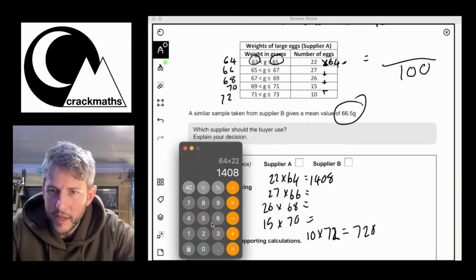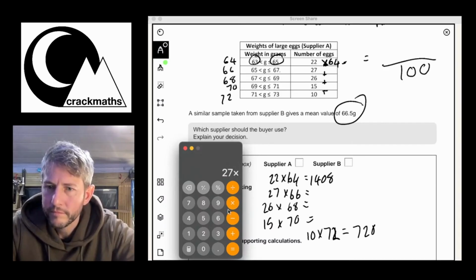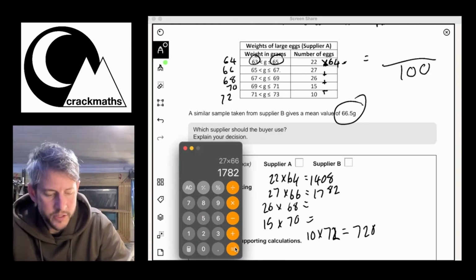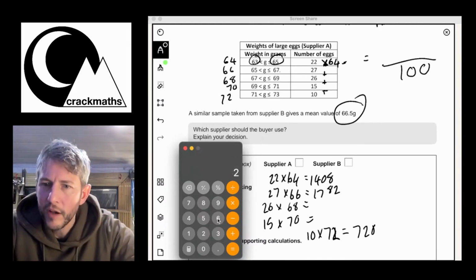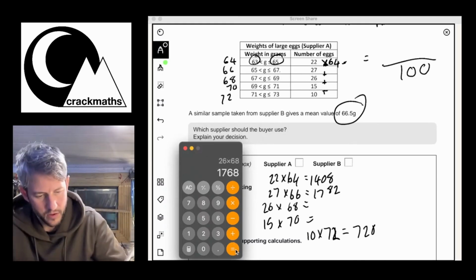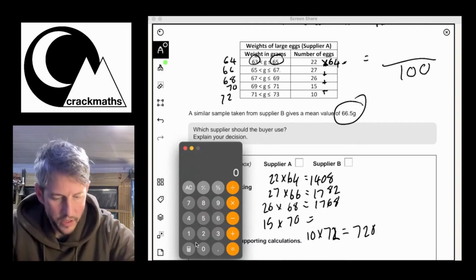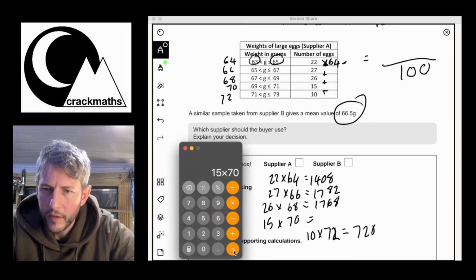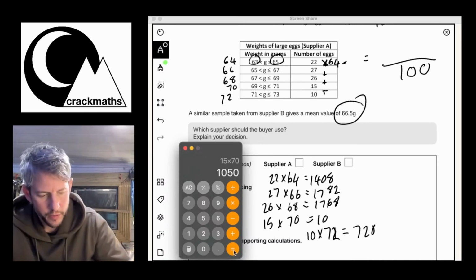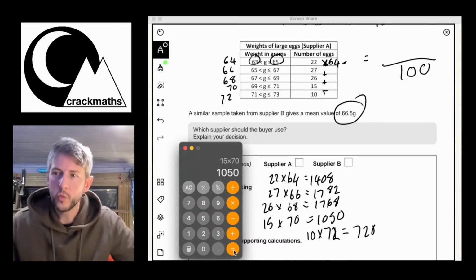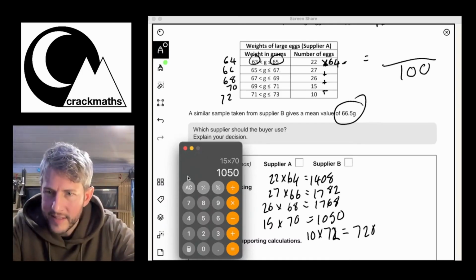So here we go, 27 times 66 is 1782. 26 times 68 is 1768. And then 15 times 70 is equal to 1050. Okay, then if we add all of these numbers together, we're going to get the total weights of all of the eggs added together. So let's add these together.